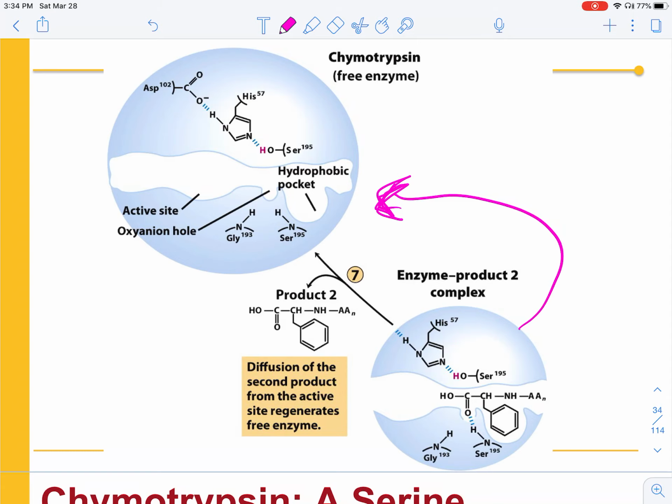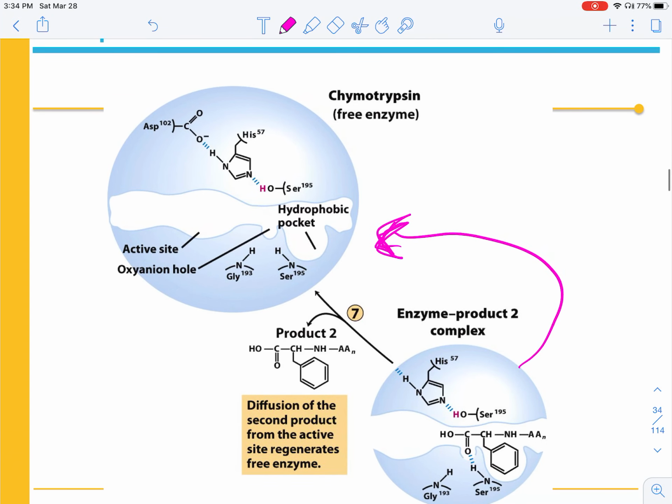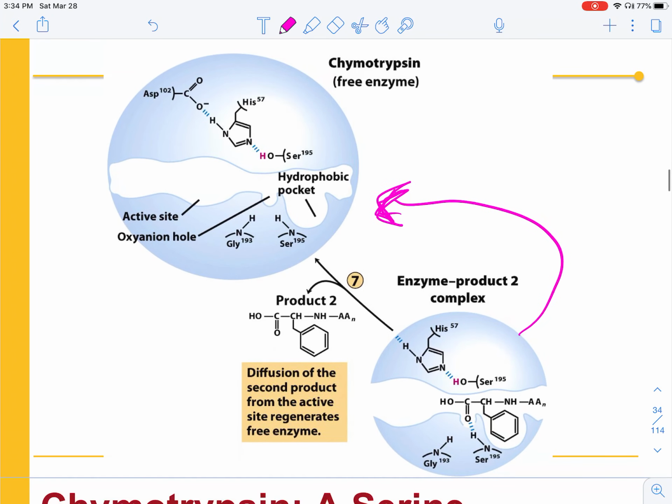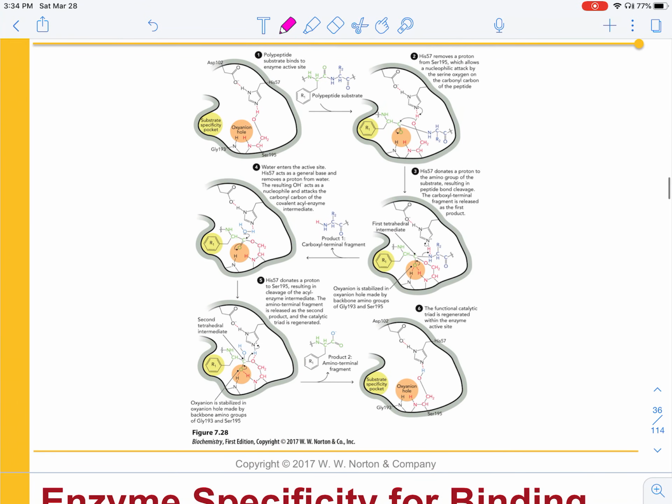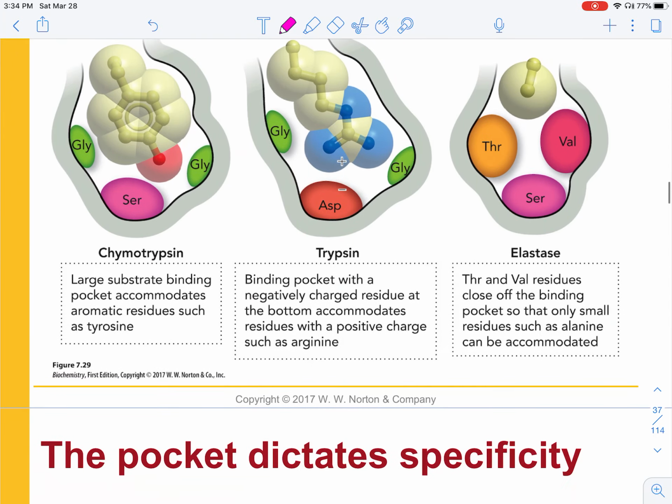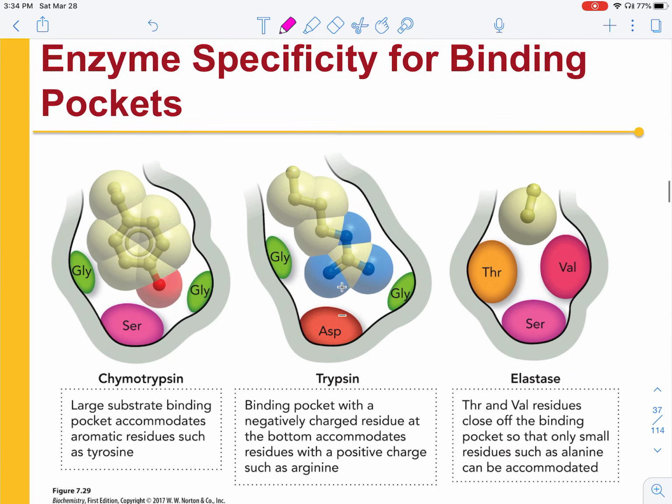And so we can see in chymotrypsin that it uses acid-base catalysis, it uses covalent catalysis in order to accomplish its goal, which is to clip this protein, this polypeptide, and then restore this enzyme so it's available to clip another one. Again, and there it is, the mechanism of chymotrypsin. Congratulations, you just got through it.